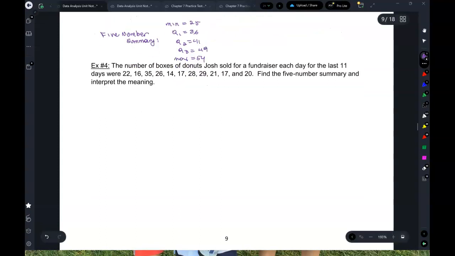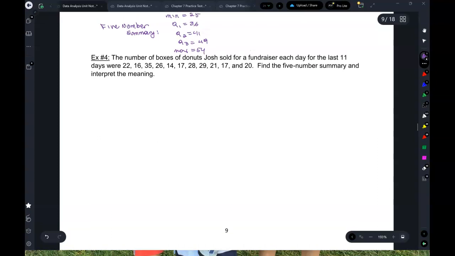Okay. The number of boxes of donuts Josh sold for a fundraiser each day for the last 11 days were this. Find the 5-number summary and interpret the meaning. Okay, so first let's sort this data. What's the smallest here? 14. And then there is a 16. You see how I cross them out as I'm listing them just so I don't miss any numbers. There are 2 17s. Yes, you write it twice because they're distinct values. There is a 20, a 21, and a 22.